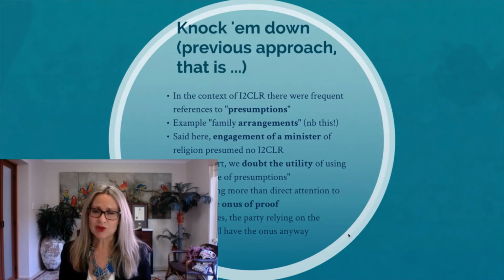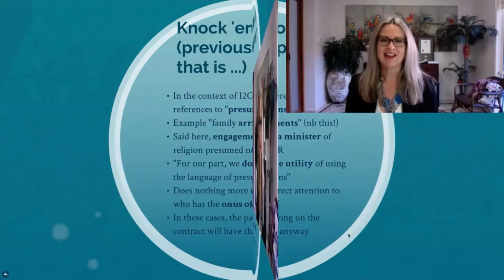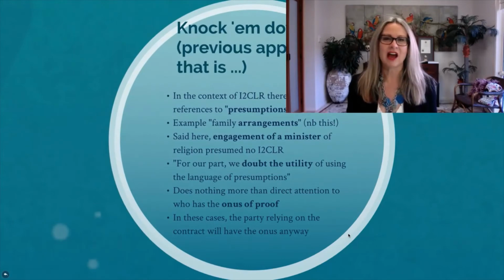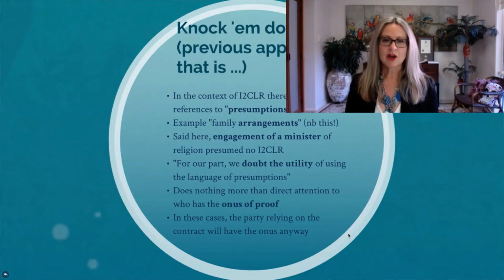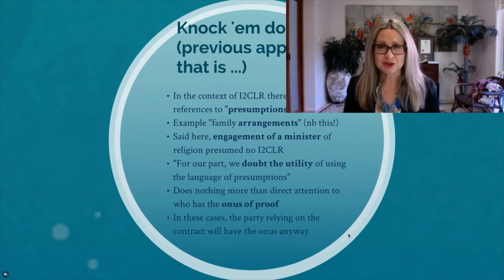So they say, here, another example of the kind of relationships that presumptions have been said to apply to is the engagement of a minister of religion. And in both of those areas, it has been presumed that there's not going to be any intent to create legal relations. And then again, another lovely understatement. For our part, we doubt the utility of using the language of presumptions, very gently just massaging that previous way of doing things out the door. So they said, really, what do presumptions do for us anyway?